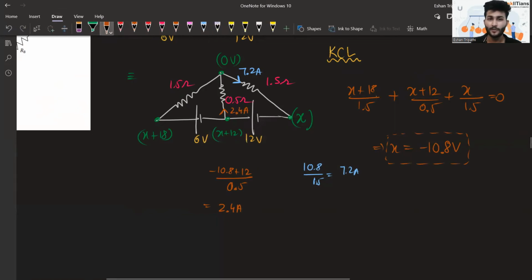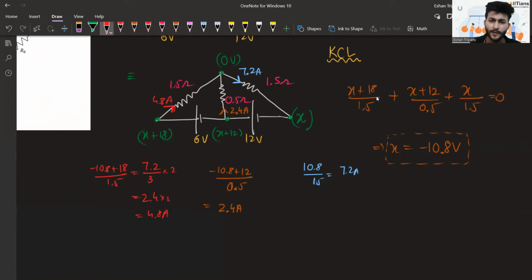And similarly, we are supposed to find the current in this branch. This point has X plus 18. If you calculate, it will come out to be 7.2. So current in this branch in the upward direction will be (minus 10.8 plus 18) divided by 1.5. That is 7.2 divided by 3 by 2, which will come out to be 2.4 into 2, which is 4.8. So 4.8 ampere flows in this.